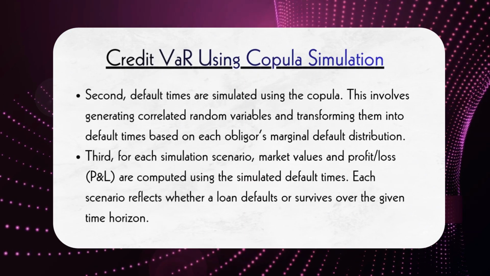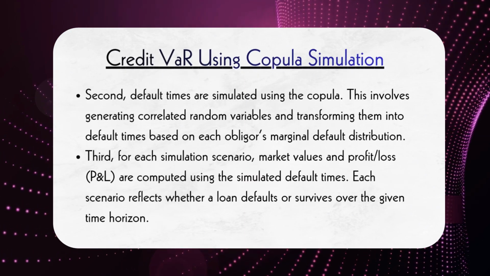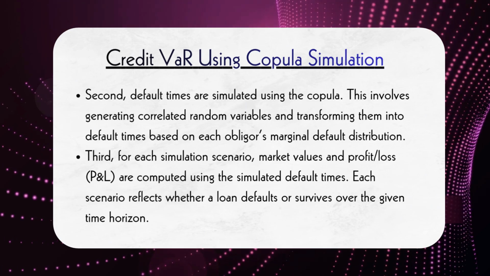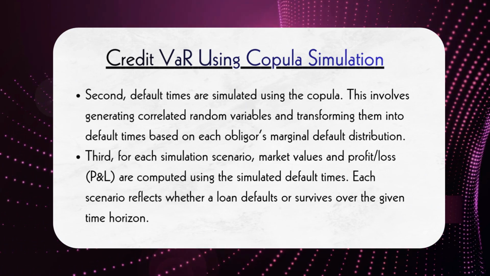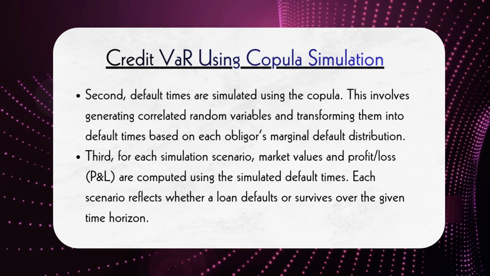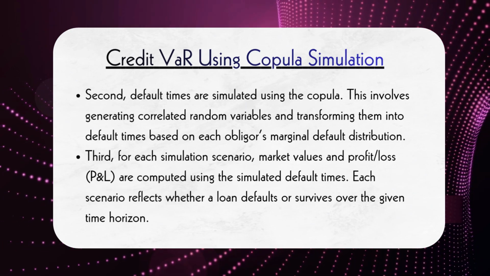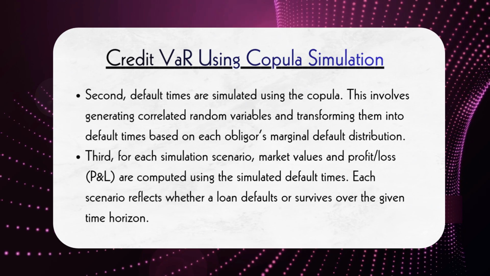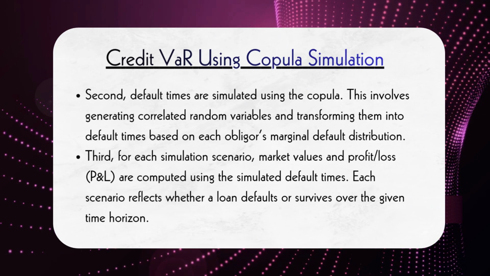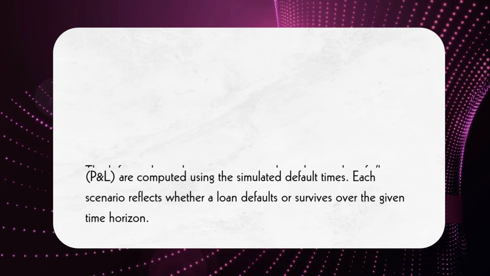Next, we simulate default times. We generate correlated random numbers and convert them into default times for each borrower using their individual default probability distributions. After that, for each simulated scenario, we calculate the market value of the portfolio and the corresponding profit or loss. Each simulation tells us whether a loan defaults or survives within the time horizon.